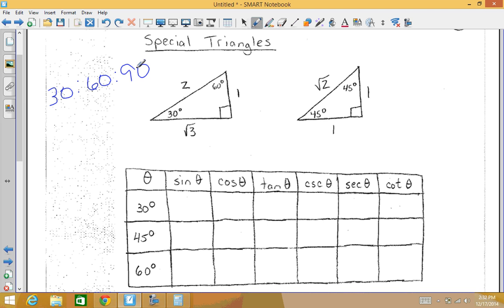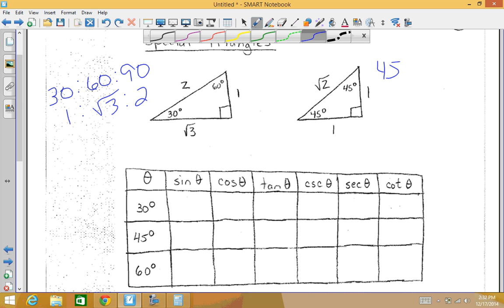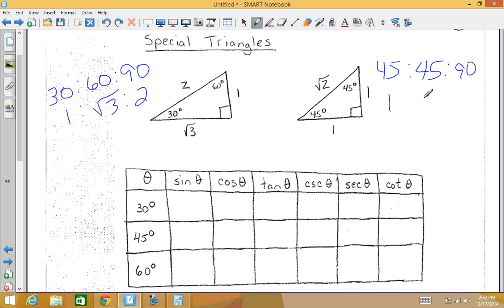Okay, so the opposite of 30 is 1, opposite of 60 is the square root of 3, and the opposite of 90 is 2. You need to know that ratio. You need to have that memorized. Same with a 45, 45, 90. So that's going to be 1, 1, square root of 2.